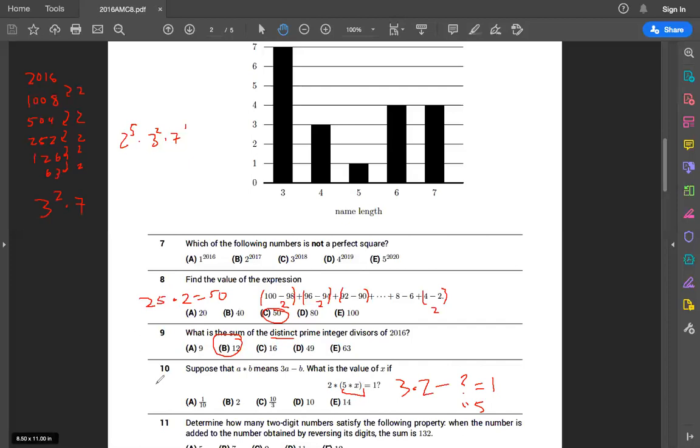So if we do 5 star x, we get 3 times 5 minus b. Or sorry, not b, x. And that's equal to 5. So we have 15 minus x equals 5, so x must be 10.